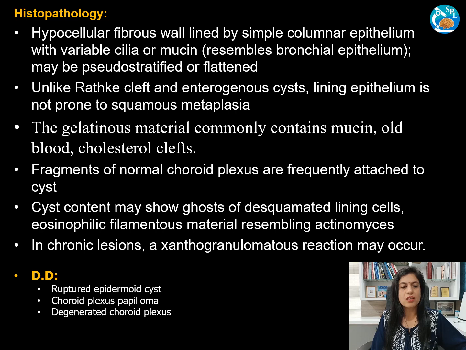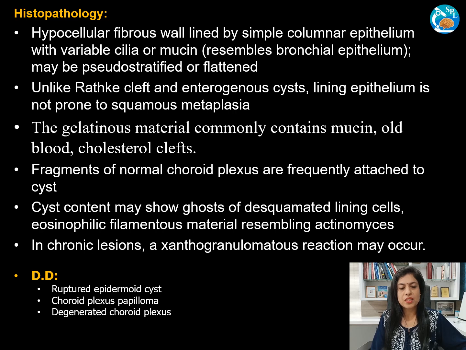Histopathology is very typical in a case of colloid cyst. The fibrous cyst wall is hypocellular. It is lined by simple columnar epithelium with variable cilia and/or mucin, and the epithelial lining resembles bronchial epithelium. It may be flattened or even pseudostratified. Unlike Rathke's cleft or enterogenous cyst, the lining epithelium is not prone to squamous metaplasia.